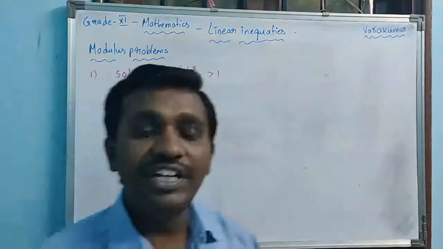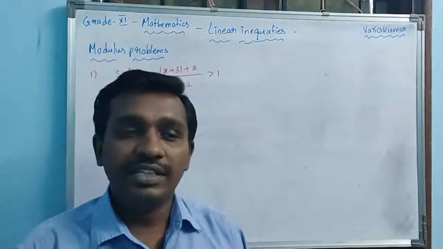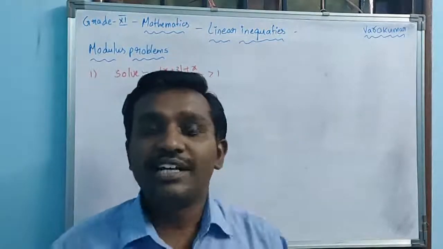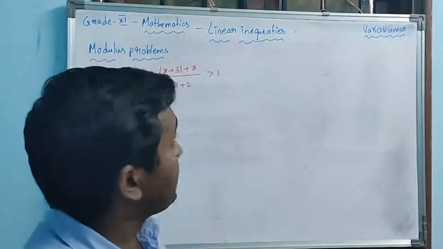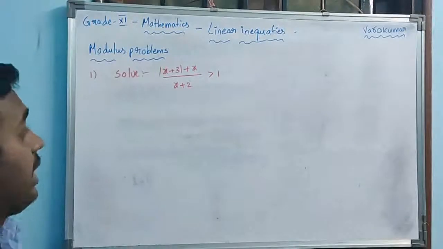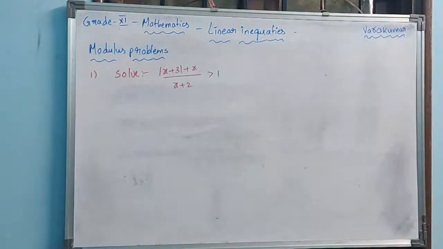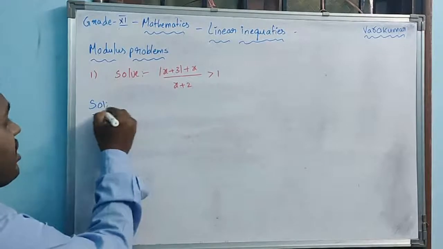Hi, in this video, we are going to discuss modulus problems. In an earlier video we learned the modulus properties and solved some problems. In this session, on the board, is another modulus problem: solve |x + 3| + x/(x + 2) > 1. I have already discussed the techniques for solving this.